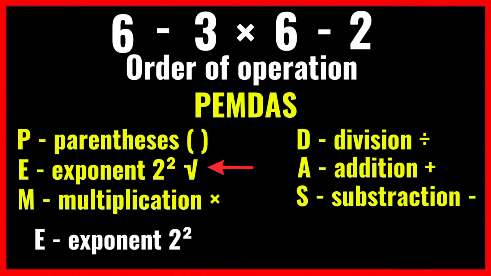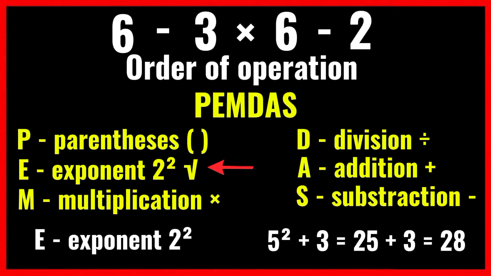Exponents. Next come exponents. Exponents are powers, such as squared and cubed. For example, 5 squared plus 3. 5 squared means 5 times 5. 5 times 5 equals 25. Now add 3. 25 plus 3 equals 28. If you ignore the exponent, your answer will be wrong.